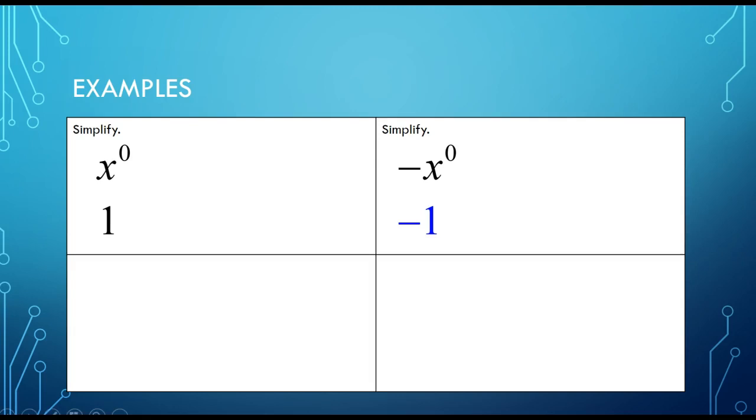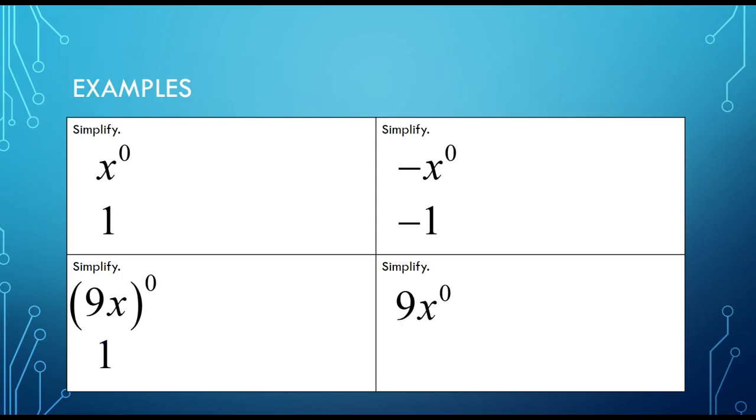Looking at the next example, you could use your rules of exponents, 9 to the 0, x to the 0, which would be 1 times 1, or we could recognize that when you're taking any quantity to the 0 power, that's just going to be equal to 1.